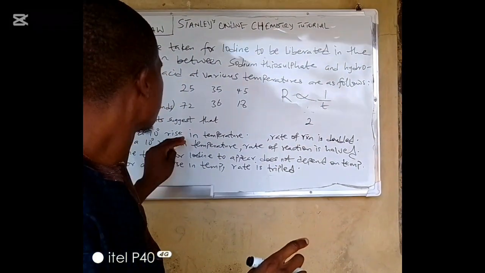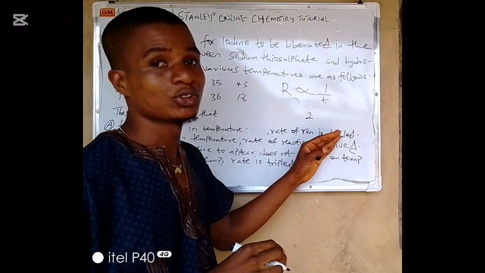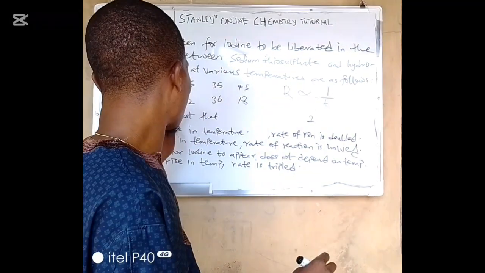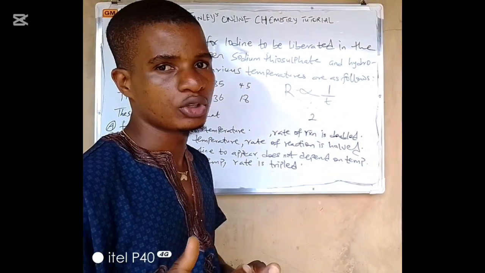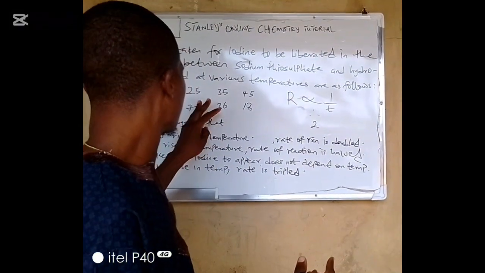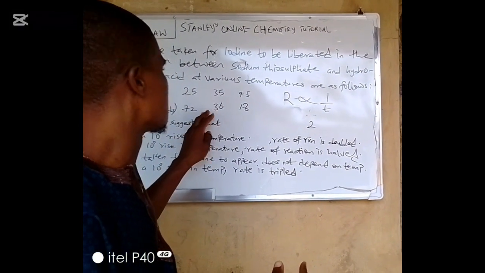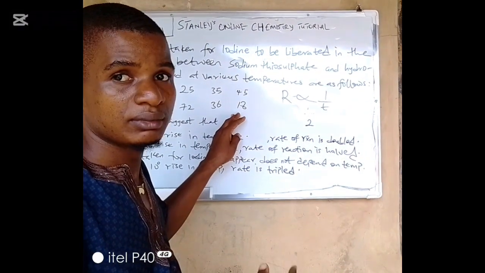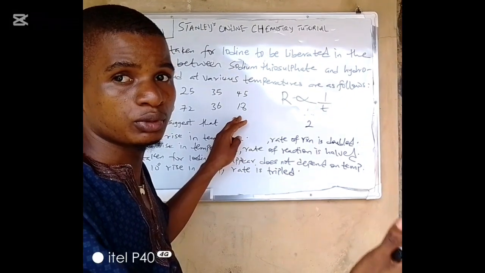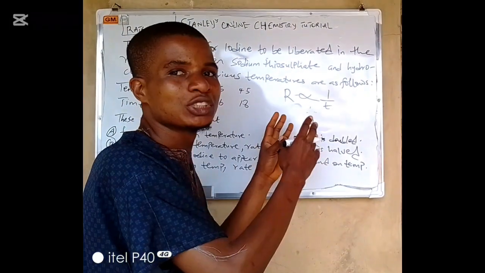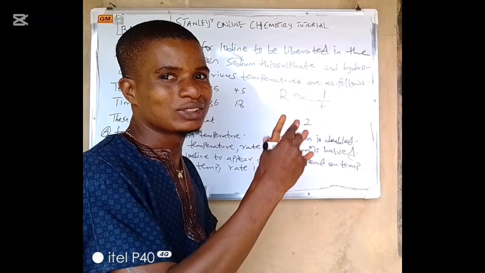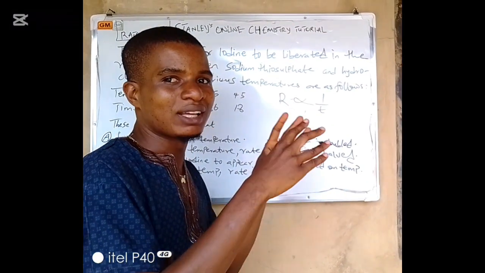So the answer is A. For a 10-degree rise in temperature, rate of reaction is doubled. Because time is halved. Now if you choose B, it becomes wrong. Because the data showed us that the time is being halved. That means the reaction is proceeding faster, but the question is on rate. And there is a relationship between time and rate. So time does not mean rate, but time and rate have a relationship.